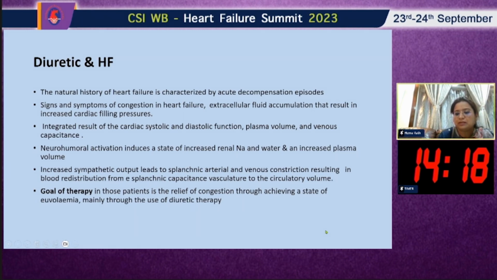That is the integrated result of cardiac systolic and diastolic functions, plasma volume, and an increase in venous capacitance. As the first compensatory mechanism, there is neurohormonal activation, which induces a state of increased renal sodium and water retention and causes increased plasma volume. There is increased systemic sympathetic output leading to splanchnic arterial and venous constriction, resulting in blood redistribution from the splanchnic capacitance vasculature to the central volume. So, the goal of therapy in those patients is relief of congestion through achieving a state of euvolemia, mainly through the use of diuretic therapy.